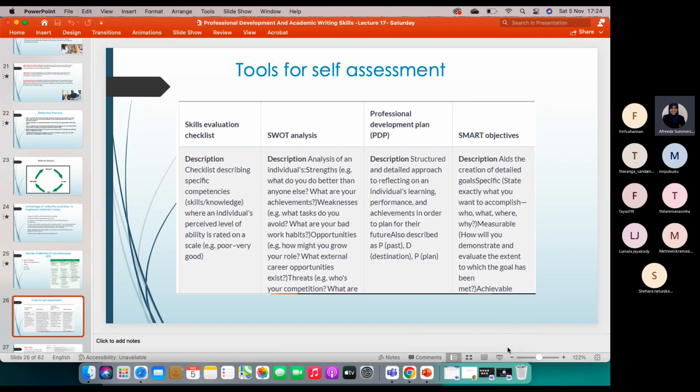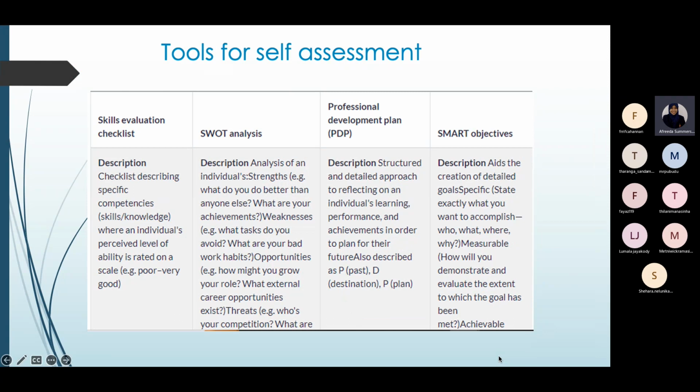For example, here it says skill evaluation checklist. Let's say the skill that you are trying to improve is speaking in English. You will have very good, good, poor, and weak, something like that. First month, you are not so good. After 3 months, you are getting better. By the end of the year, you are excellent. So you can have an evaluation checklist based on the skill that you are trying to improve.